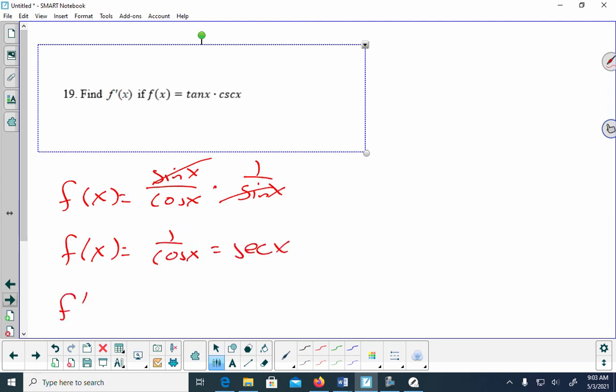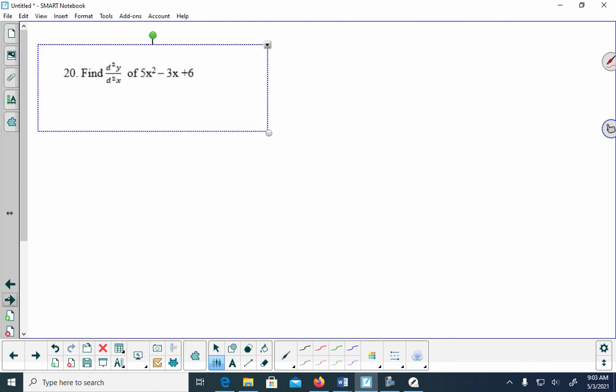Now to find the derivative, I'm just going to find the derivative of secant of x, which is going to be secant of x times tangent of x, and I'm done. Much, much easier. And online, when I printed out the answers, I did the other way with the product rule, and you will find that it is much easier to simplify your trig before you actually do the derivative.